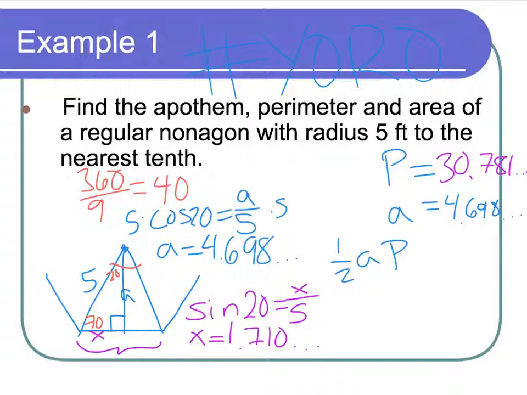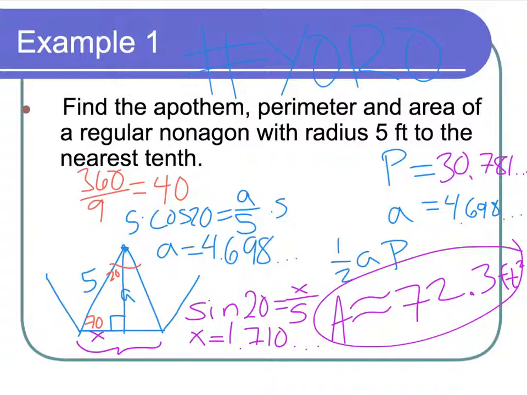Now I can plug it into my formula, 1/2, so 0.5 times, I'm going to go up and grab that apothem, which is the 4.69846, blah, blah, blah. And then my perimeter of 30.78 whatever. And I'm going to get, now I can round, area equals 72 point, and it says nearest tenth, so 3, and it's feet squared. There we go. All right.